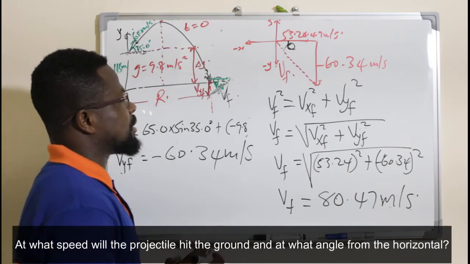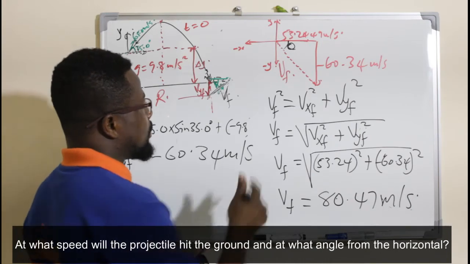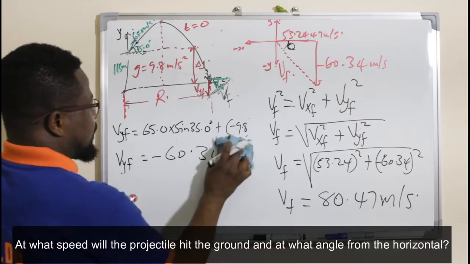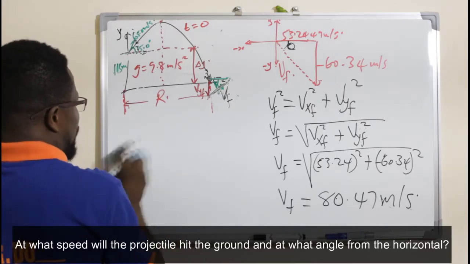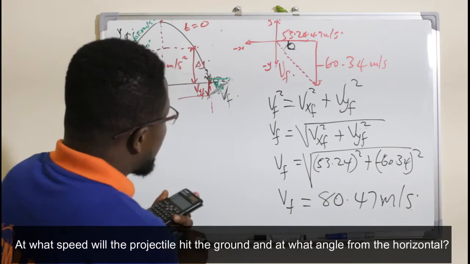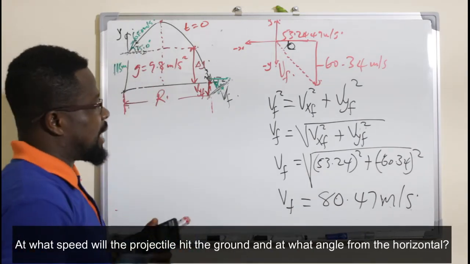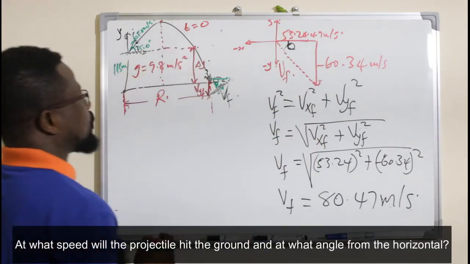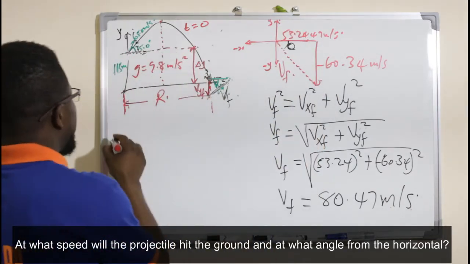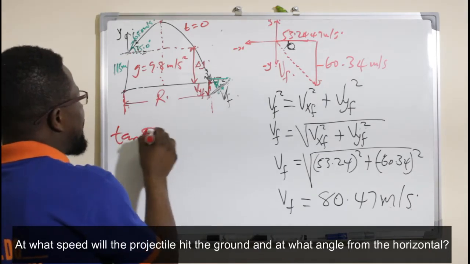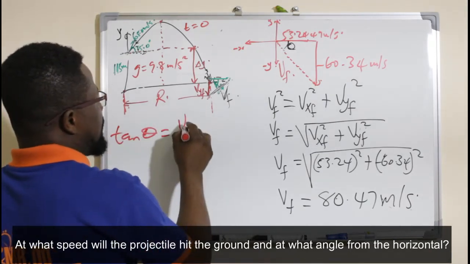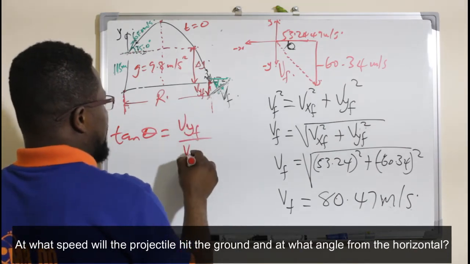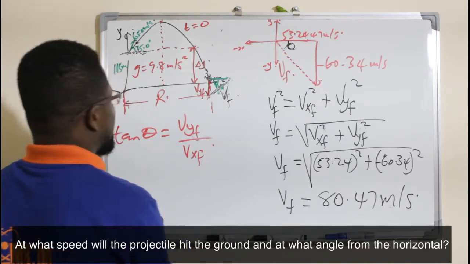Now let's find the direction. What direction is it going? Theta is what we have to look for. So if I have to look for theta, let's see how to go about calculating for theta. If you want to calculate theta, this is the trick. I have the opposite against the adjacent, so I can make use of my tan, and that is tan theta is equal to VYF all over VXF.